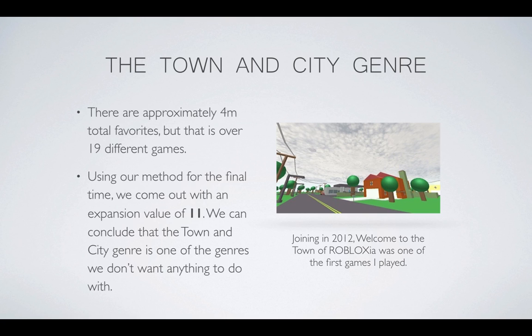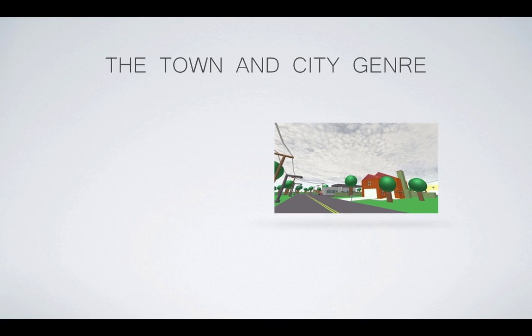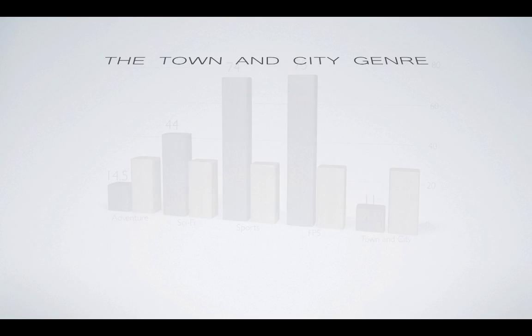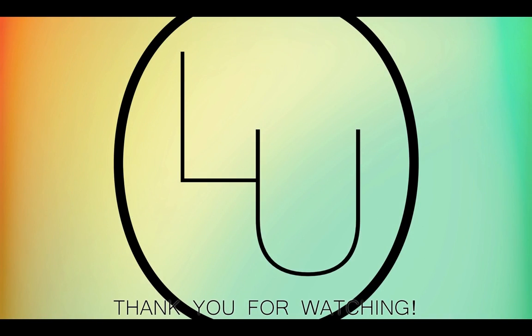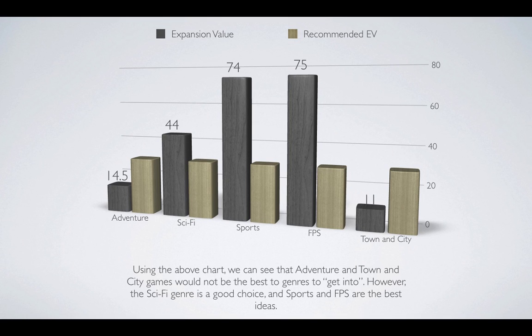Okay, so now that we're done with all this stuff, we can finally look at the chart that I made. The gray is the expansion value, and the beige is the recommended expansion value, which is 30. So you can see that Adventure is a little less than half of the recommended EV. Sci-Fi is over. It's relatively good, but not as good as sports or FPS.